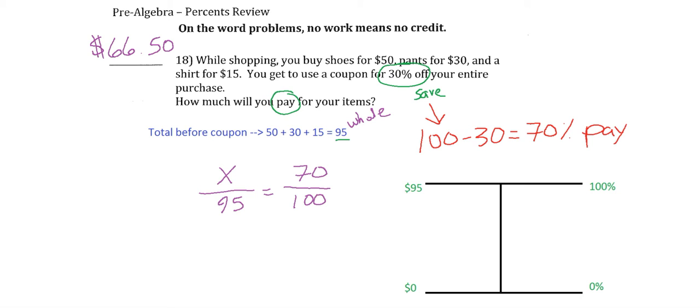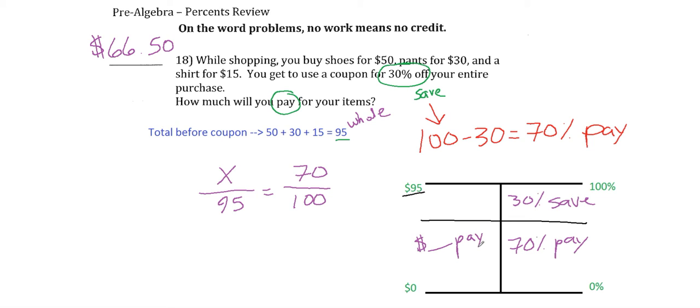Okay, so here's the setup for my eye graph. And again, I've already added up to get that $95. I've added up all my purchases, but we're gonna take off 30%. So we got 30% that we're gonna save here. 30% that we're saving, which means that we are paying the 70%. And since the question is about what's the dollar amount that we pay, that's what I'm looking for. So for me, it's easier just to use the 70%.